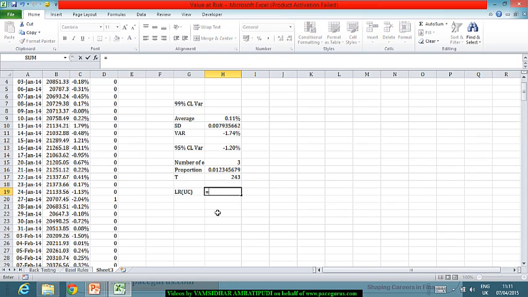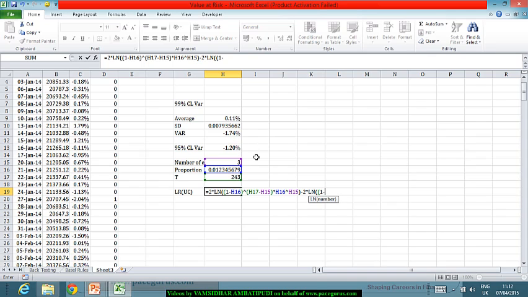What am I seeing? It should be 2 times log of (1 minus n by T, which is the proportion) to the power T minus n, multiplied by (n by T) to the power n, where n is the number of exceptions. This number minus 2 times log of (1 minus p) to the power T minus n, times p to the power n. P for me is 99%.